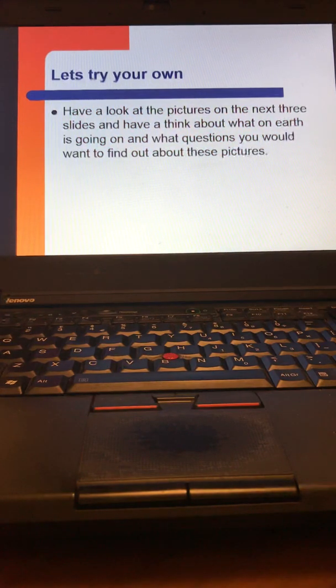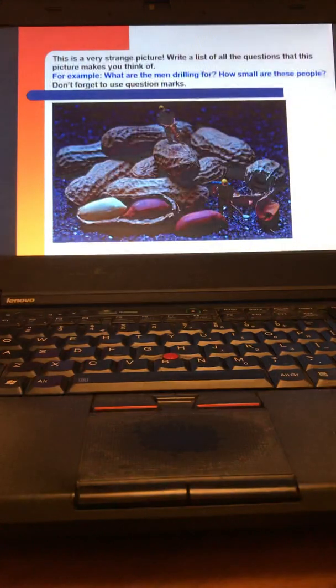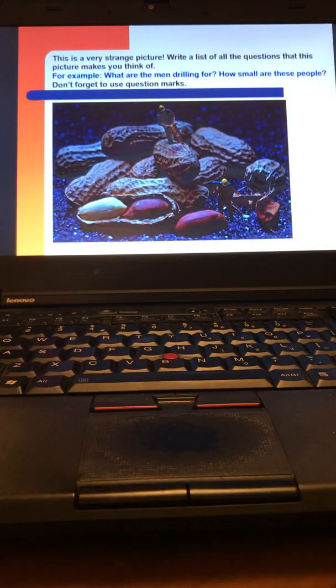So let's try your own questions here. Have a look at the pictures on the next 3 slides and have a think about what on earth is going on and what questions you would want to find out about these pictures. Our first one, this little picture here. Yeah, we can see it okay. This is a very strange picture. I want you to write a list of all the questions that this picture makes you think of.